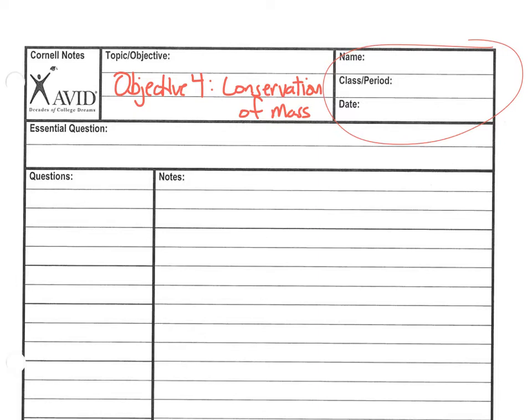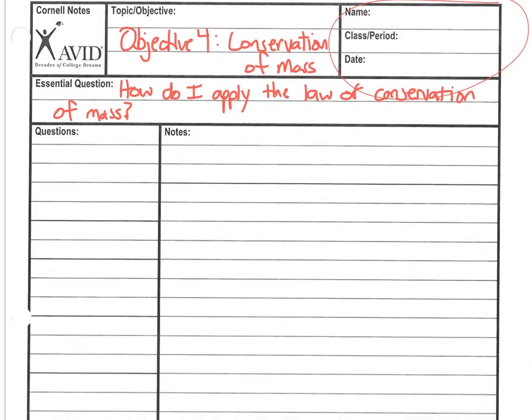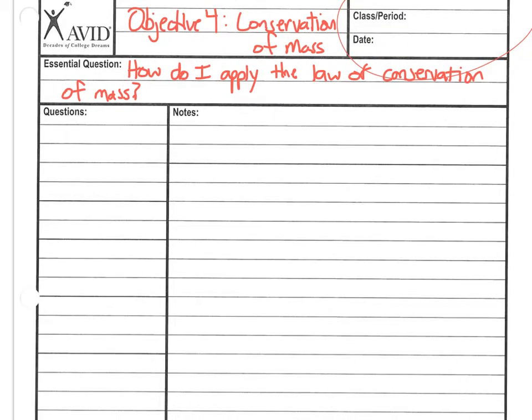Let's get our essential question up. How do I apply the law of conservation of mass? Okay, so in order for us to be able to do this one, we need to know what the law of conservation of mass says, and then we're going to apply it. And we will talk about those activities we did in the lab. So let's take a look at how you write it to begin with.